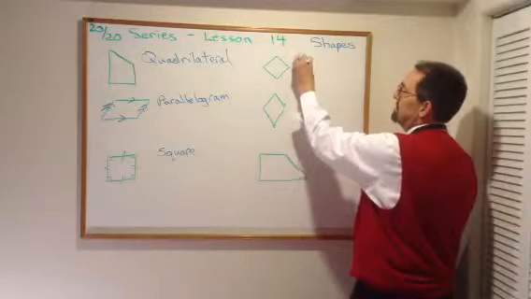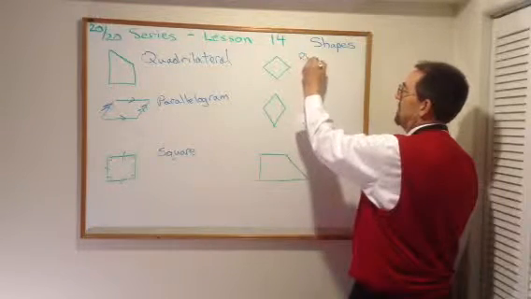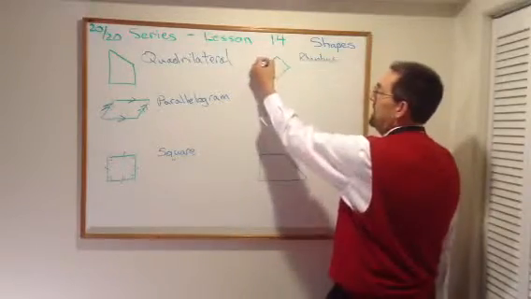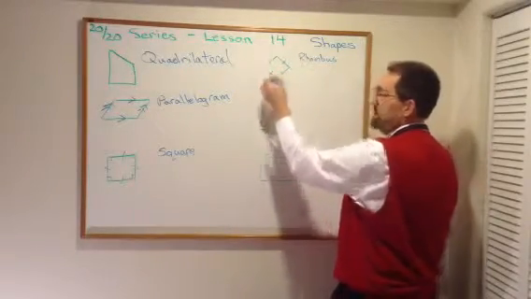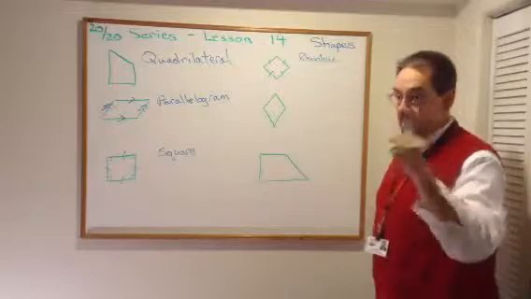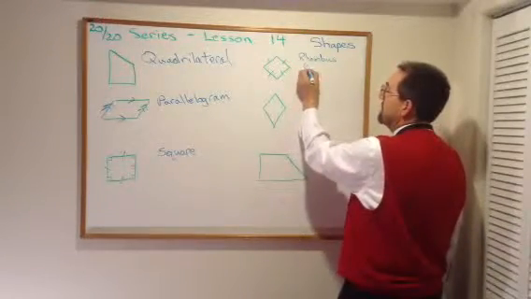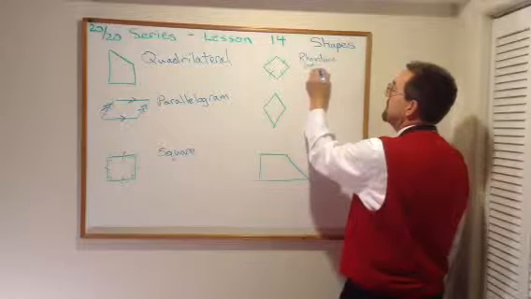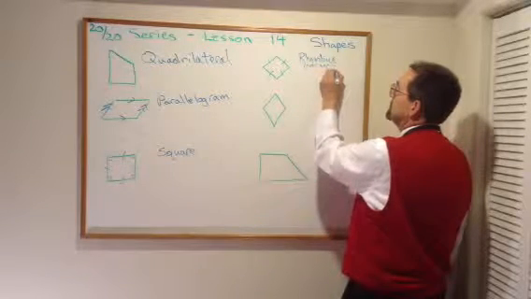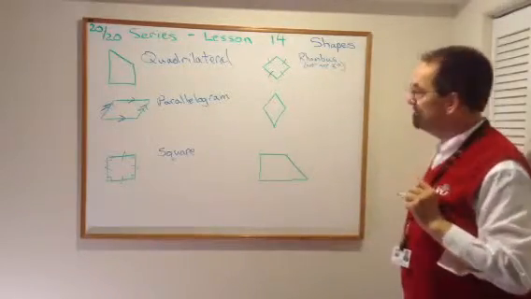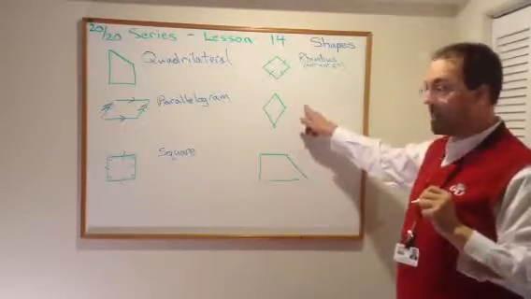The rhombus. Very close to the square in that all 4 sides are equal, but not 90 degrees. Not 90-degree angles. The rhombus.